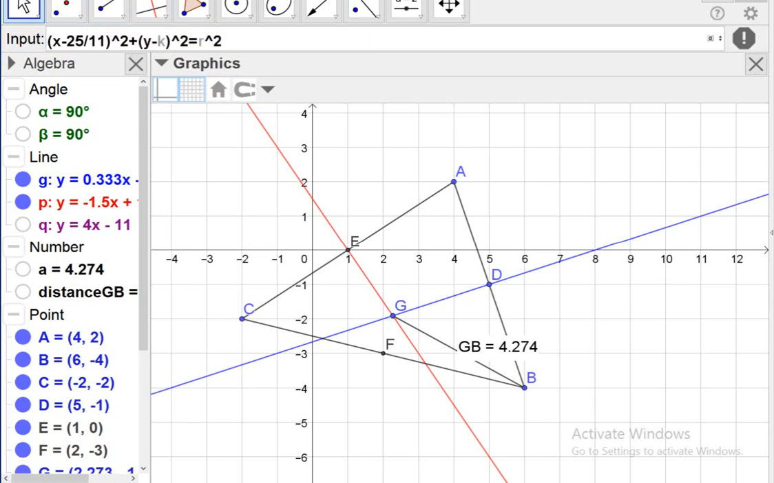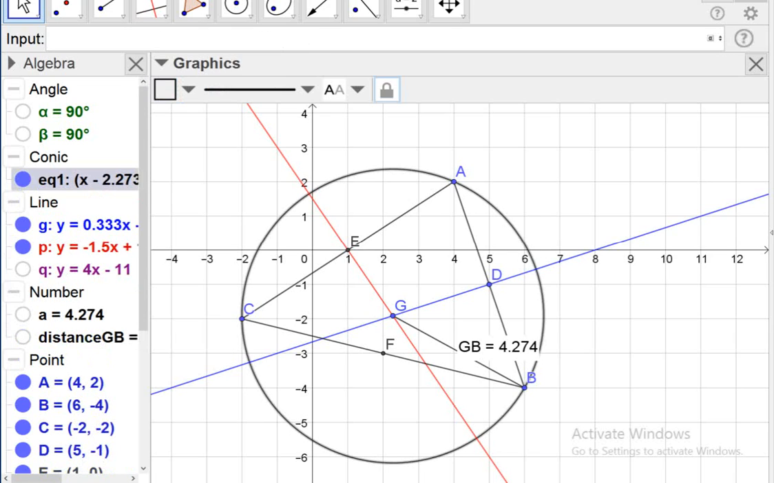And y minus k, the k value there, is going to be the y-coordinate of that center. So in that case, it is negative 21/11ths. And r, what do you think r stands for in the equation of a circle? The radius. The radius for us was this distance, 4.274, right? So when I square that, it's going to be 2210 over 121. When I type that in, does that create that circle that circumscribes that triangle? Yeah. Does that make sense?